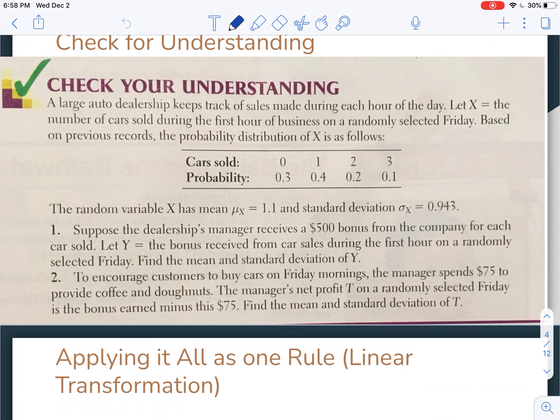All right, so we're already into a check for understanding. Again, the book breaks this down really well, so I'm not going into a ton of detail in these notes. I'm just filling in some gaps and giving some extra examples.